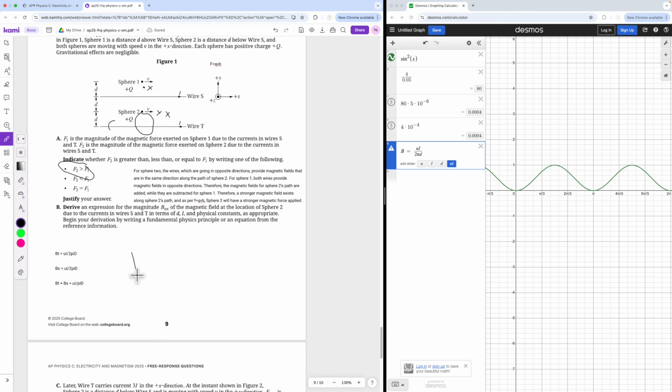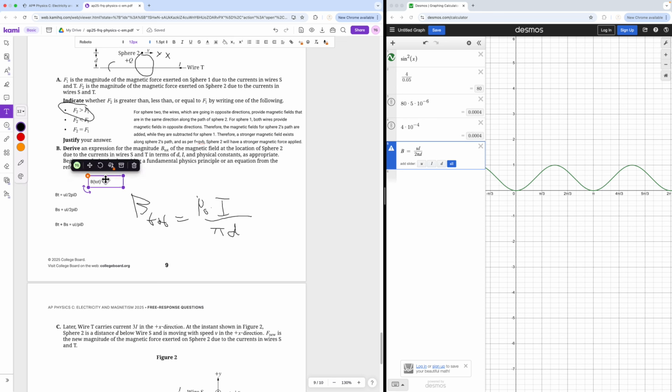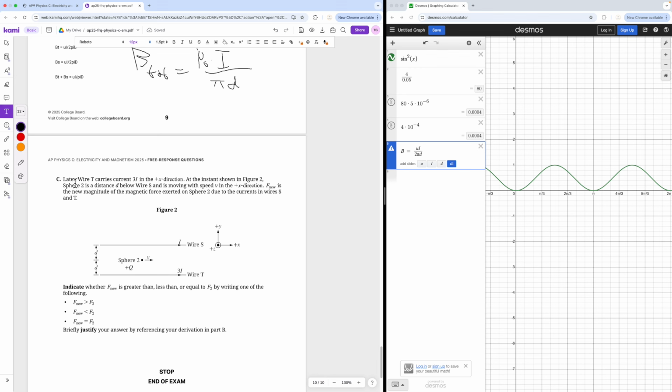So we're going to draw that out here. B total is equal to mu times your current divided by pi times d. And there you go. That's the expression for the magnetic field total. And if you want to write it separately, you can write B total is equal to each part added. You can factor out a mu divided by 2 pi d, and you're going to be multiplying that by the initial current, so that's I of t plus I of s. That's the current in wire t plus the current in wire s. And there we go. So next, problem C.